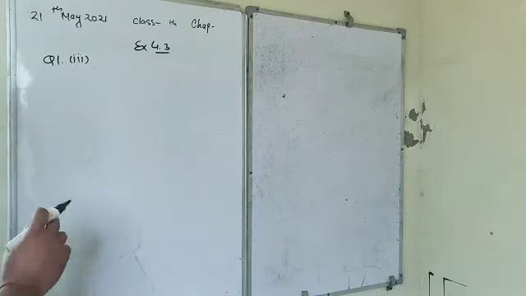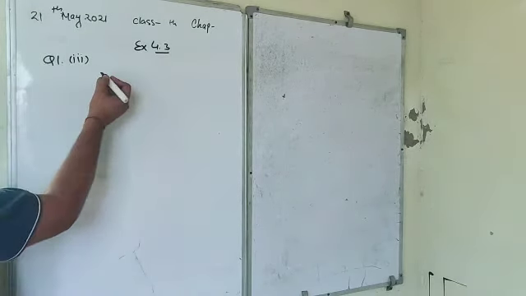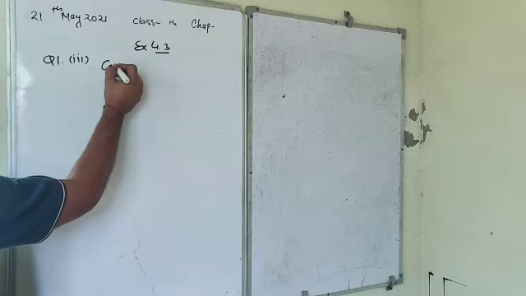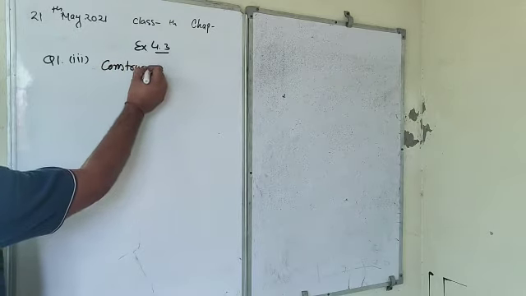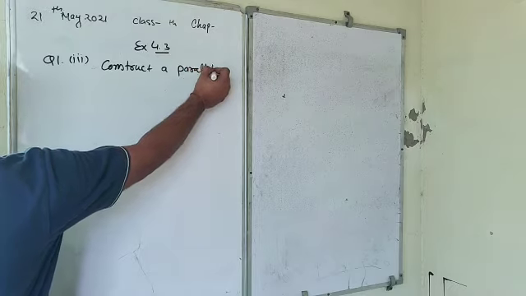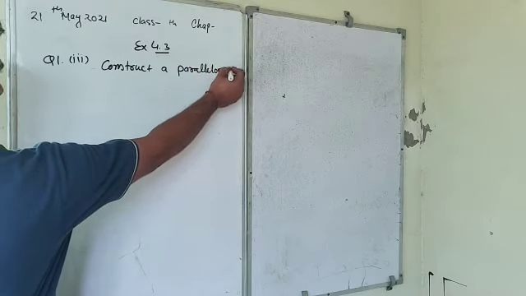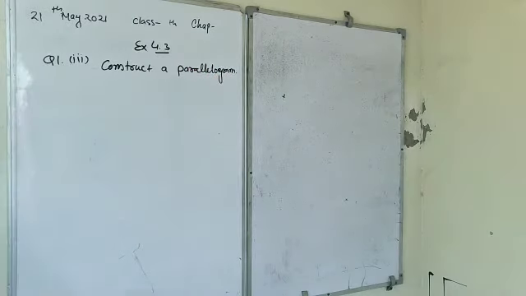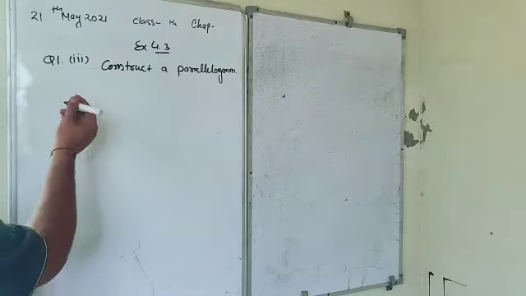Next, part number 3. Question number 1, part number 3. Construct a parallelogram. And what are the properties of the parallelogram? In the parallelogram, opposite sides and opposite angles are always equal. Okay, and adjacent angles are always of 90 degree.